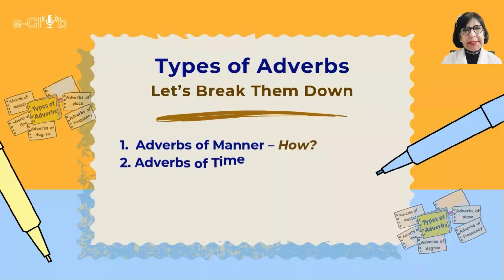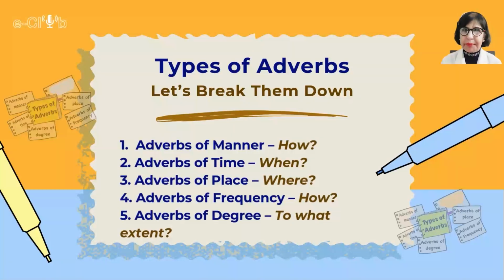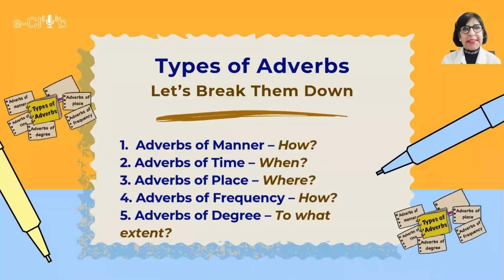The first one is adverbs of manner. How something happens. Adverbs of time. When it happens. Adverbs of place. Where it happens. Adverbs of frequency. How often. And adverbs of degree. To what extent. We'll break each of them down with real life examples so that you can understand them better.